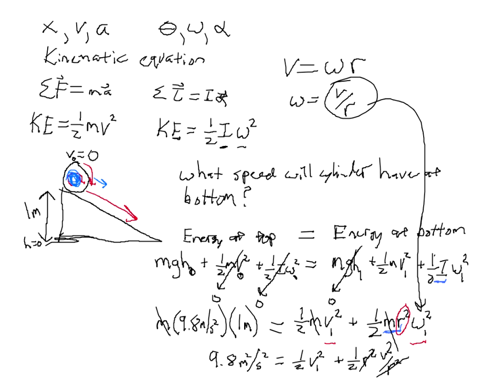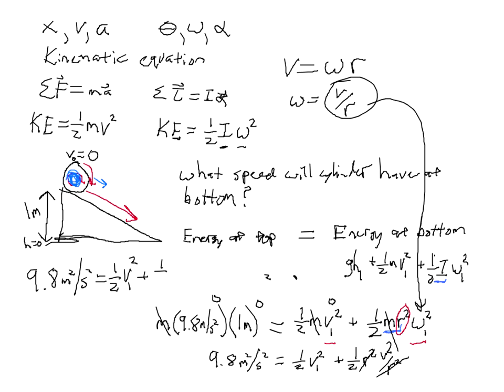So we now have 9.8 meters squared per second squared equals 1/2 v1 squared plus 1/2 v1 squared. Well, 1/2 v1 squared plus another 1/2 v1 squared is just 1 v1 squared. So 9.8 meters squared per second squared equals v1 squared. Take the square root of both sides, and you get that v1 is the square root of 9.8, 3.13 meters per second. Now we're done.